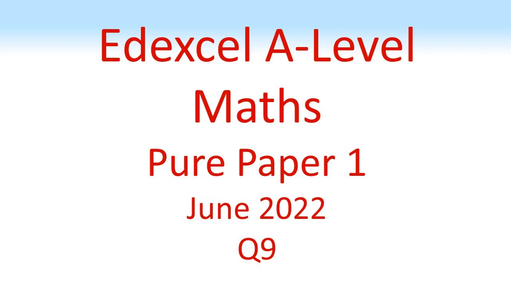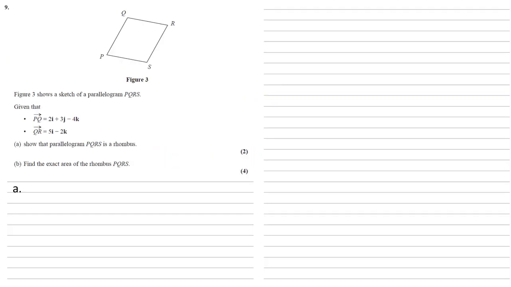Edexcel A-Level Maths, Pure Paper 1, June 2022, Question 9. Figure 3 shows a sketch of a parallelogram, PQRS. Given that PQ equals 2i plus 3j minus 4k and QR equals 5i minus 2k, we need to show that the parallelogram PQRS is a rhombus.